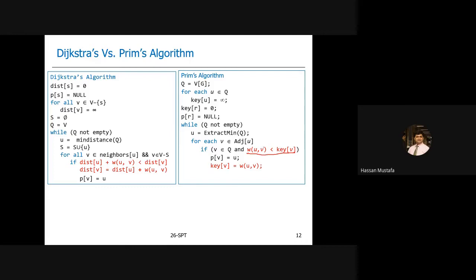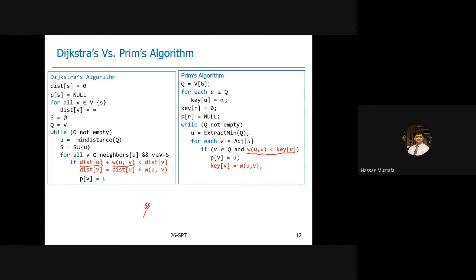Whereas for the path, we do not consider only the edge, we consider the cost of this edge and the distance to reach the node u. The cost that we have encountered to reach this node u, we add to the cost of the edge, and then we compare the new weight with the current key or the current distance of the node v. So that's where we accumulate the entire cost of the path in Dijkstra's algorithm, and in Prim's algorithm we just note the cost of the current edge.